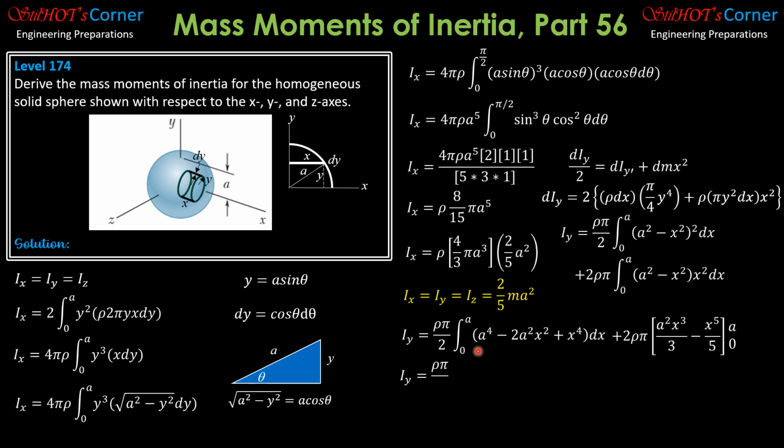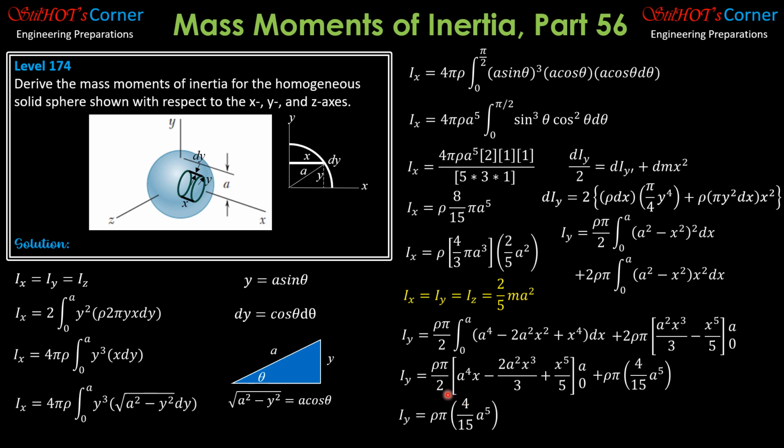Likewise, this one is rho pi over 2 quantity a to the fourth x minus 2/3 a squared x cubed plus x to the 5 over 5 from 0 to a. So it's like a to the 5 minus 2/3 a to the 5 plus a to the 5 over 5, minus 0. And this is density pi 4 over 15 a to the 5. Likewise, this one is also rho pi 4 over 15 a to the 5 plus rho pi 4 over 15 a to the 5. Adding, that would be density times 8 over 15 a to the 5, which is the same as this.